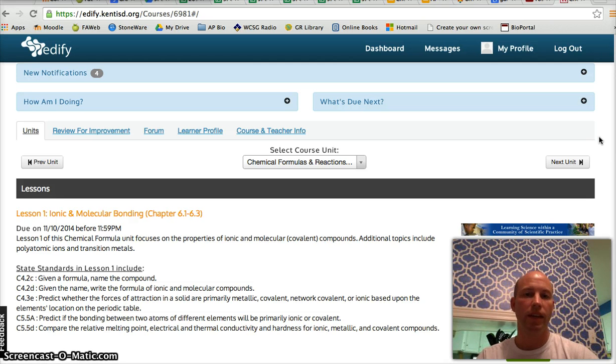So we begin in lesson 1, which is ionic and molecular bonding. In this lesson, we spend some time looking at the differences between these two types of compounds. What makes a compound ionic? What makes a compound molecular? Or sometimes we use the word covalent.